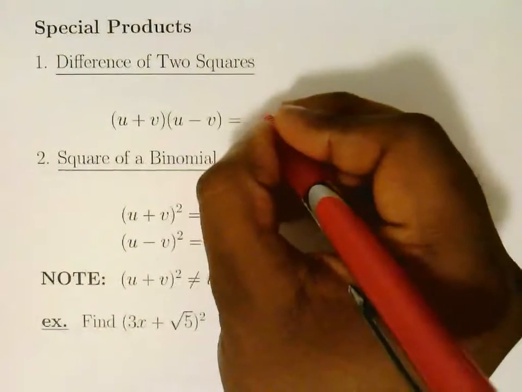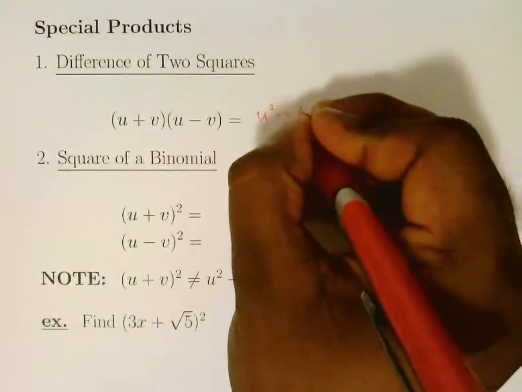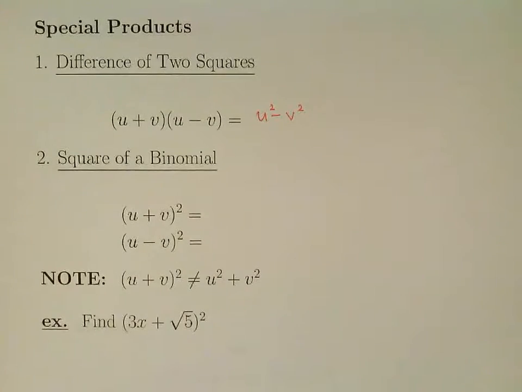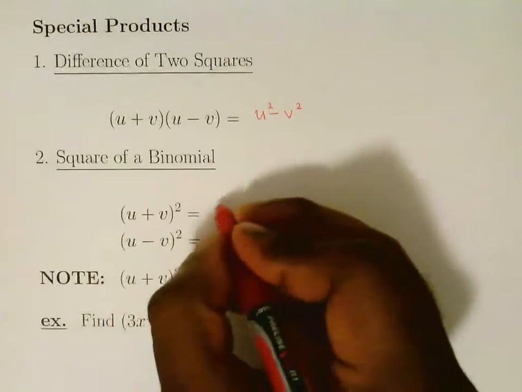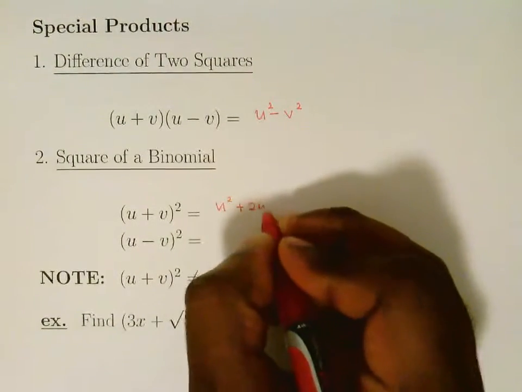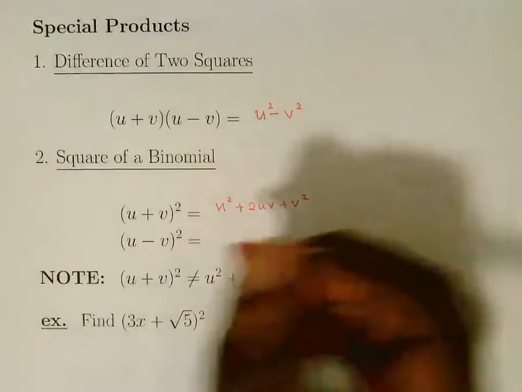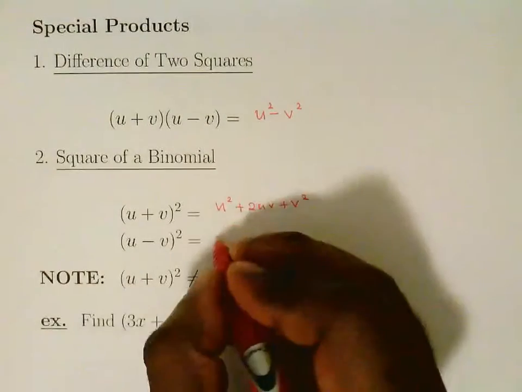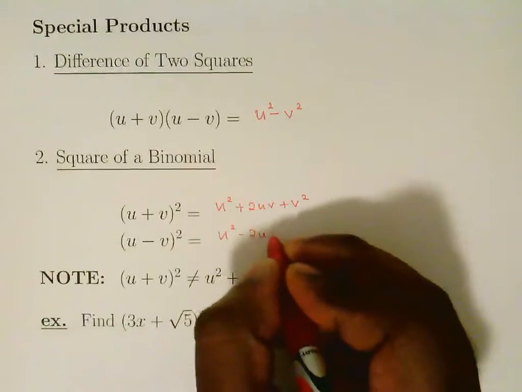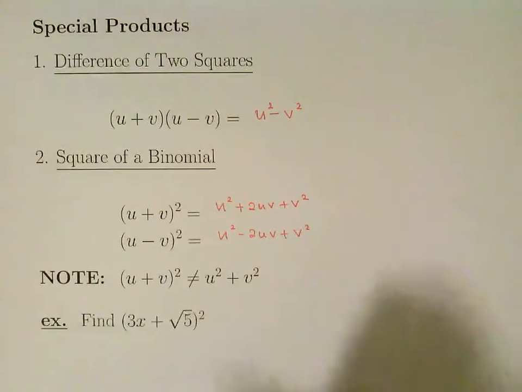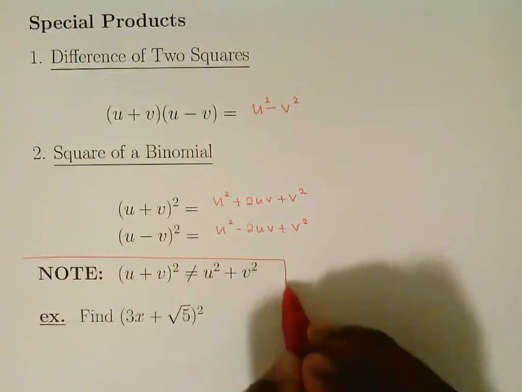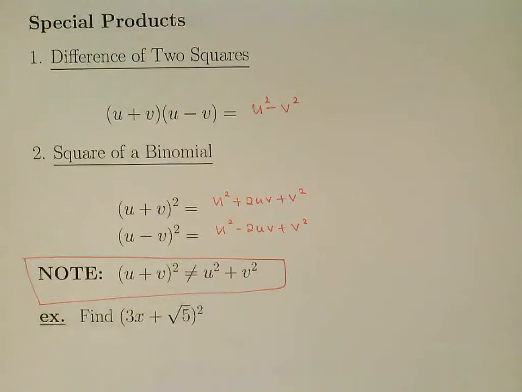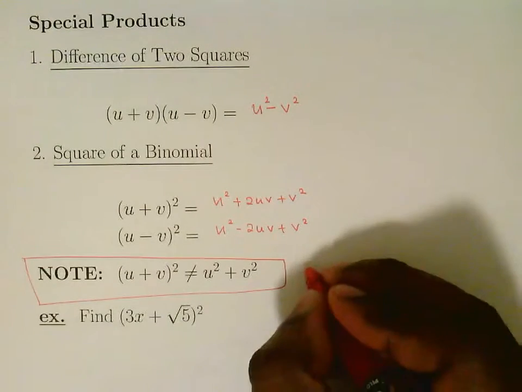The correct formula is u squared minus v squared. Memorize this. And the formula for the square of a binomial is u squared plus 2uv plus v squared. And u minus v perfect square is u squared minus 2uv plus v squared. Remember, this was discussed in lecture 0 part 2, that is called the freshman's dream. Don't do it.